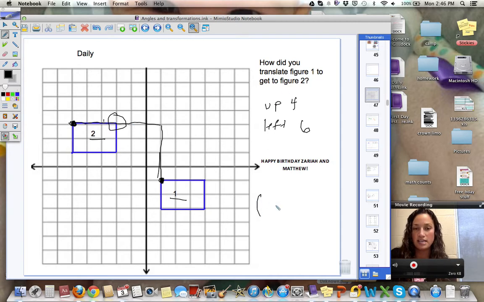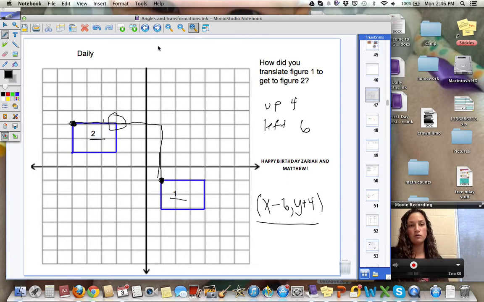If you were going to do this as a rule, left goes with x, so it would be x minus 6. Up goes with y, and that's positive, so y plus 4. Some of you also gave me answers like that, which is fine. All right, so now we're going to do rotations.